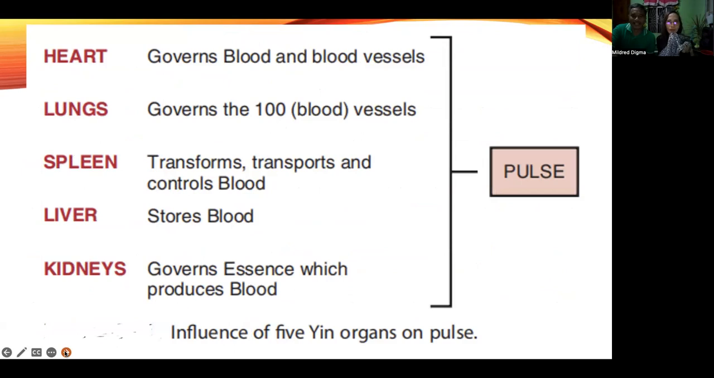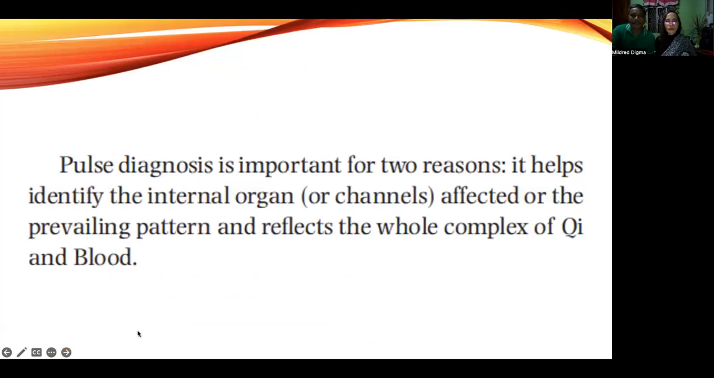So, sa heart, governs blood in the blood vessel. Tapos yung lungs naman, governs the blood vessels, maraming blood vessels, almost 100 yun. Sa spleen naman, siya pa rin yung transformation and transportation at saka controlling ng blood para ito ay hindi lumabas sa mga blood vessel. Ito naman si atay, nag-i-store ng blood. Tapos yung kidney governs the essence which produces the blood.